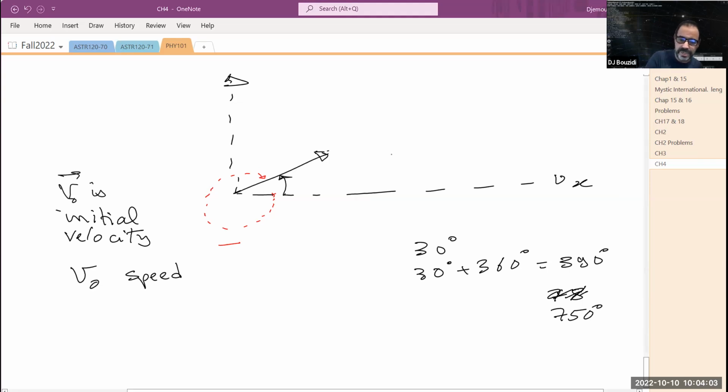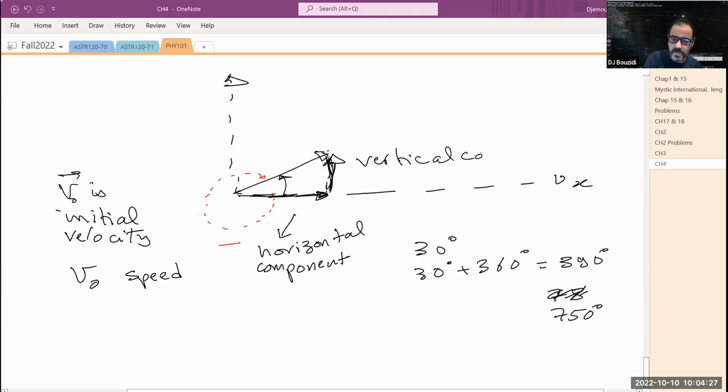So in that case, there are two components to the velocity vector. There is the x component, the horizontal component. But also there is the vertical component. Now, projectiles have some characteristics. First of all, the maximum height it's going to reach, and that is determined by the vertical component. The bigger the vertical component, the higher the object is going to fly.